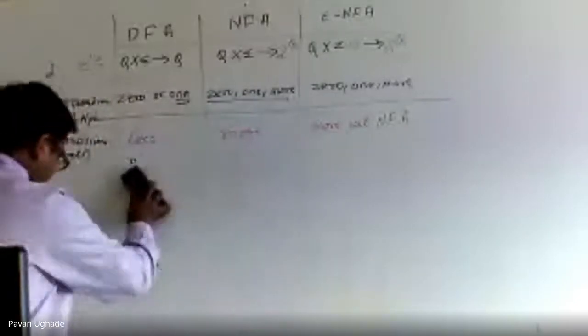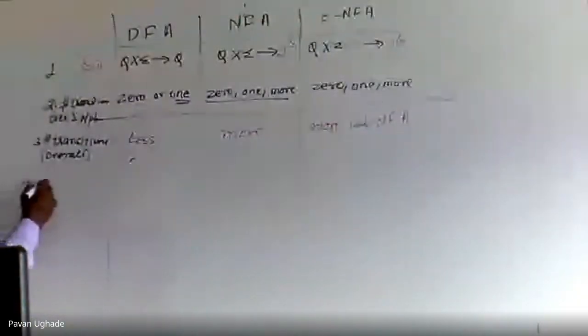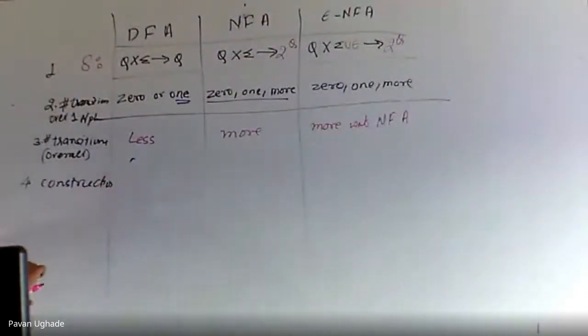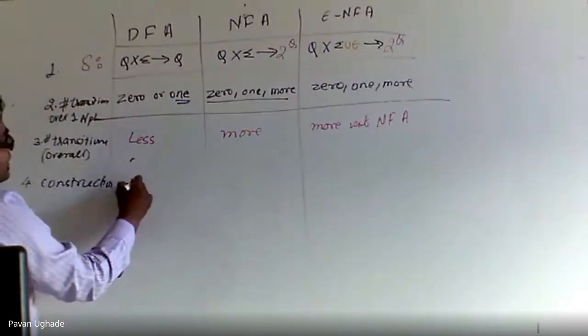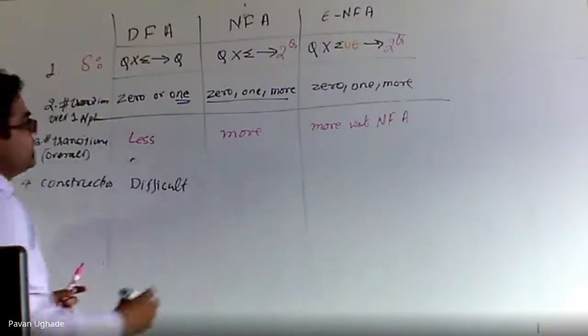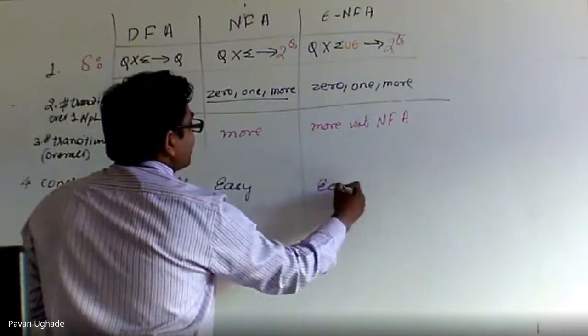Okay, so let's talk about the fourth point, which is construction. In the construction point, the DFA is difficult to construct. I think we have already talked about this. The NFA is easy to construct, and the epsilon NFA is again easy to construct.